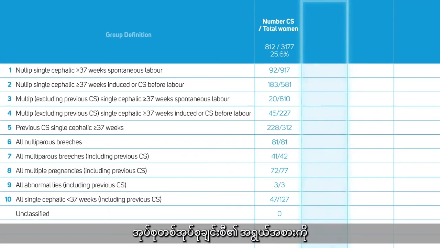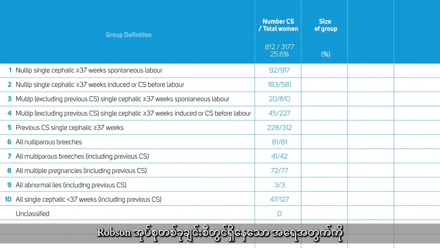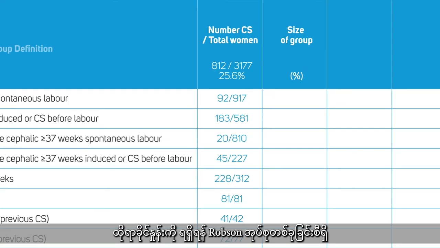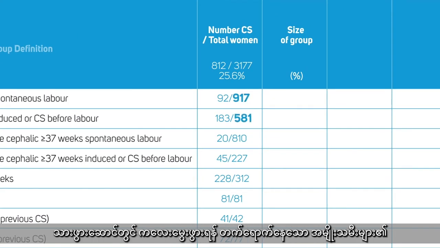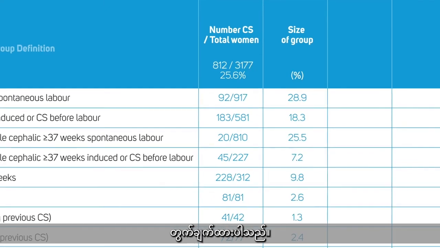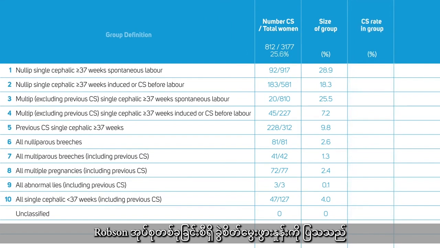The third column shows the size of each group, that is, the proportion of women admitted for birth that falls in each group. The size of each group is calculated by dividing the number of women in each group by the total number of women admitted for birth in your unit. The fourth column shows the caesarean section rate in each group.